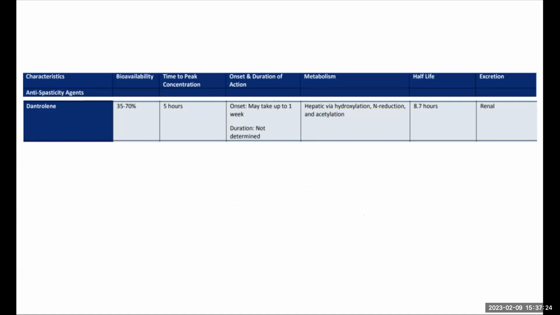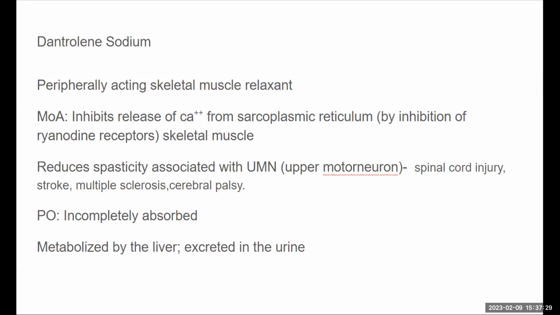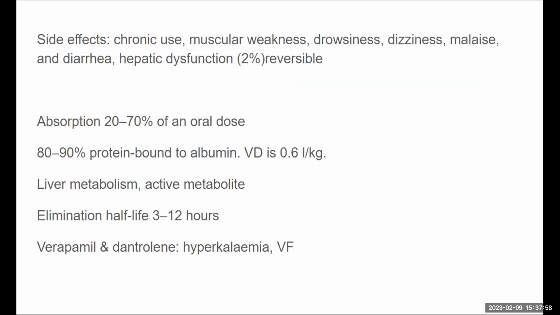Next comes dantrolene, with which we are familiar in the context of MH. This is a peripherally acting skeletal muscle relaxant. It inhibits the ryanodine receptor at the sarcoplasmic reticulum and decreases calcium release and consequent contraction. It is used mostly for cerebral palsy, MS, so any upper motor neuron related spasticity, but let's omit all that.